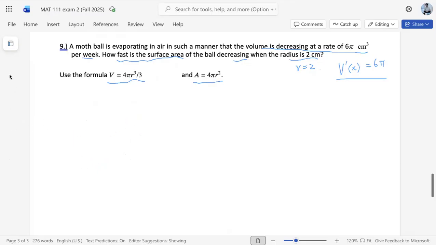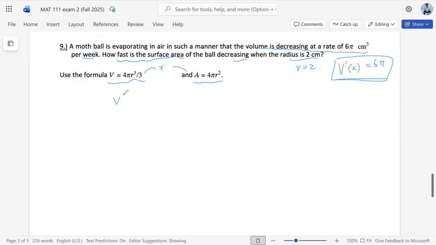Okay, so what do we do with this question? We were given the rate of change of the volume, and we want to find the rate of change of the surface, which is A. But before we do A, because of V and A, we cannot make a direct calculation yet. Maybe we could, but we're going to go through R.